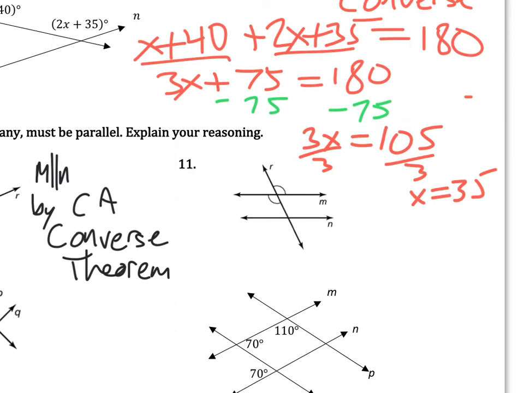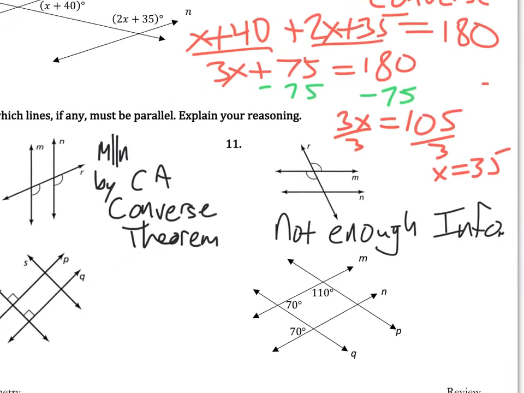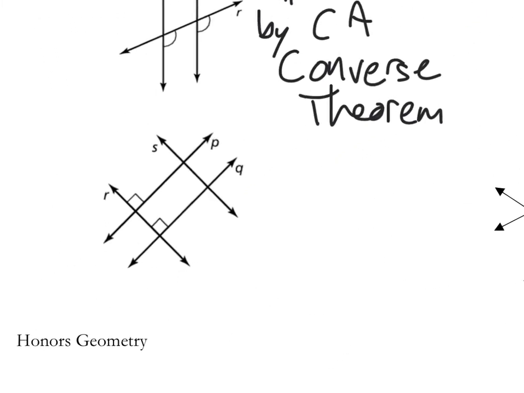Number 11. Here we've got two congruent angles, but notice they're both right around this vertex. We don't have any angle on the other vertex, so we don't have corresponding angles or alternate interior angles or anything like that. And so we don't know that M is parallel to N. We just have to say not enough info. Not enough information to say that any lines are parallel. They sure look like that. They are, but we cannot be sure because we haven't been given the angles from the other vertex.